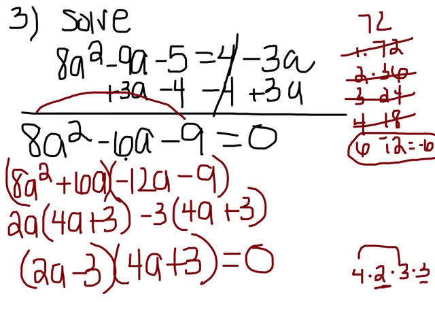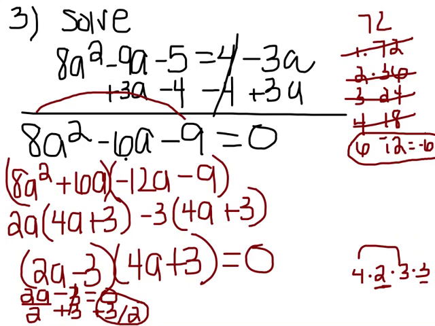And now we need to solve both of our two-step equations for our answer. In our first two-step equation, we have 2a minus 3 equals 0. We'll be adding 3 to both sides to get 2a equals 3. Then we'll be dividing by 2 on both sides. So our answer will be 3 over 2.